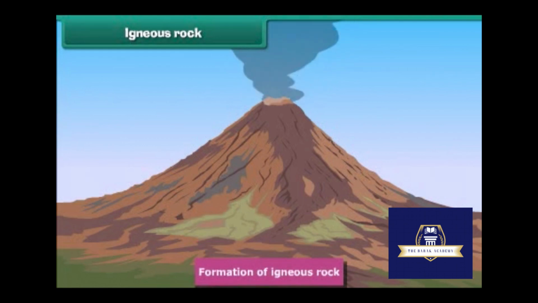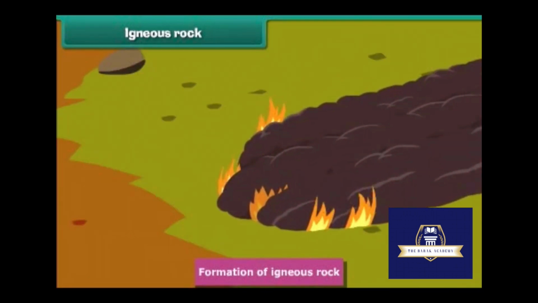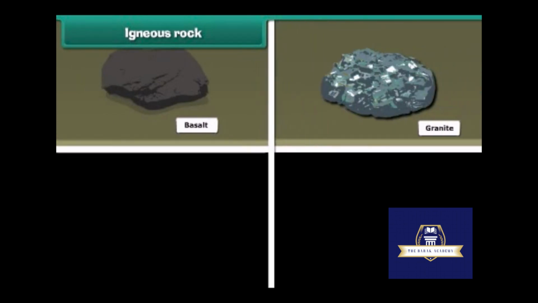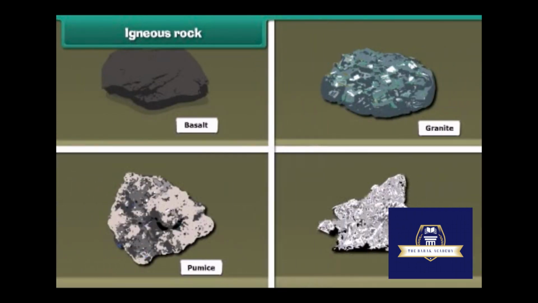Igneous rock is formed when molten rocks like lava in volcanoes cool, harden and solidify. It is often shiny and glossy. Basalt, granite, pumice, and quartz are examples of this kind of rock.